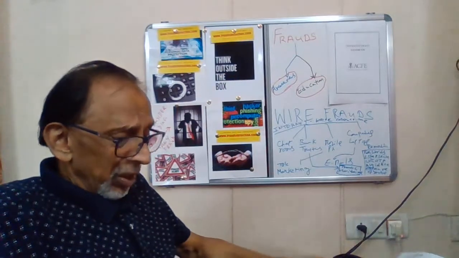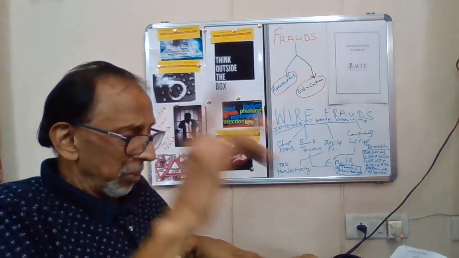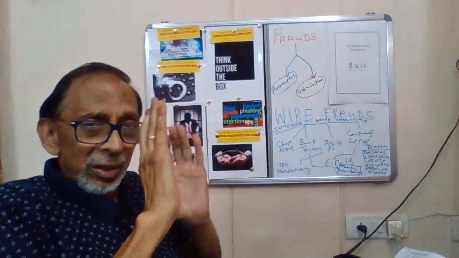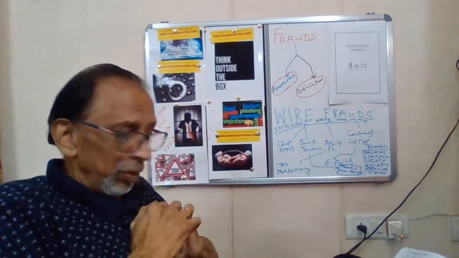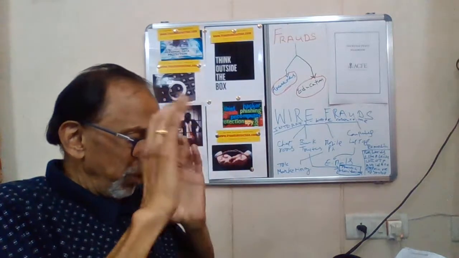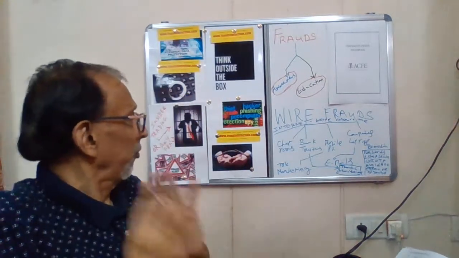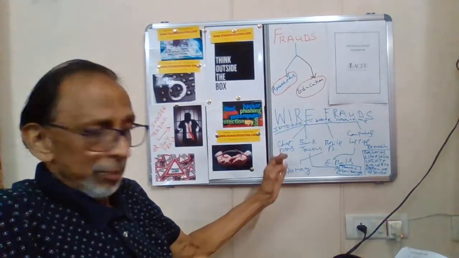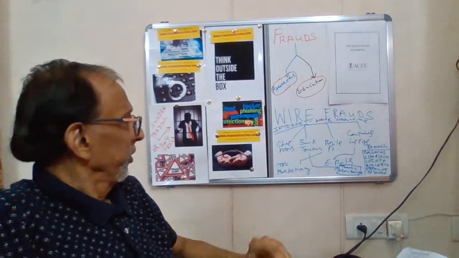So it is a crime in which a person prepares a scheme to defraud or obtain money based on false representation. And these are the various modes of committing wire fraud.